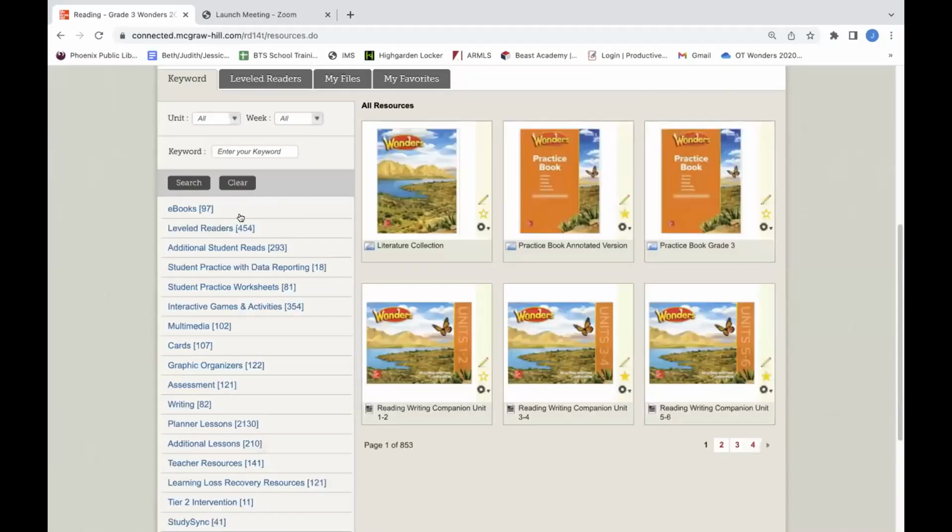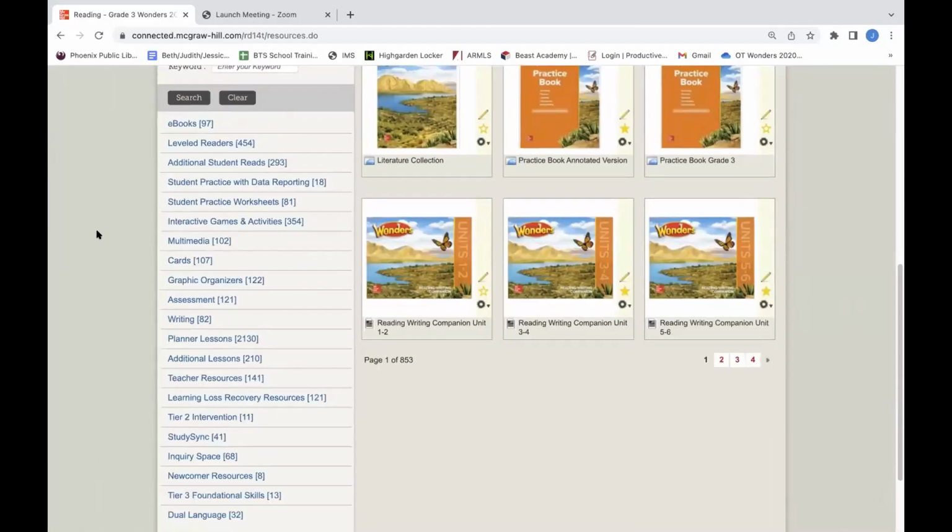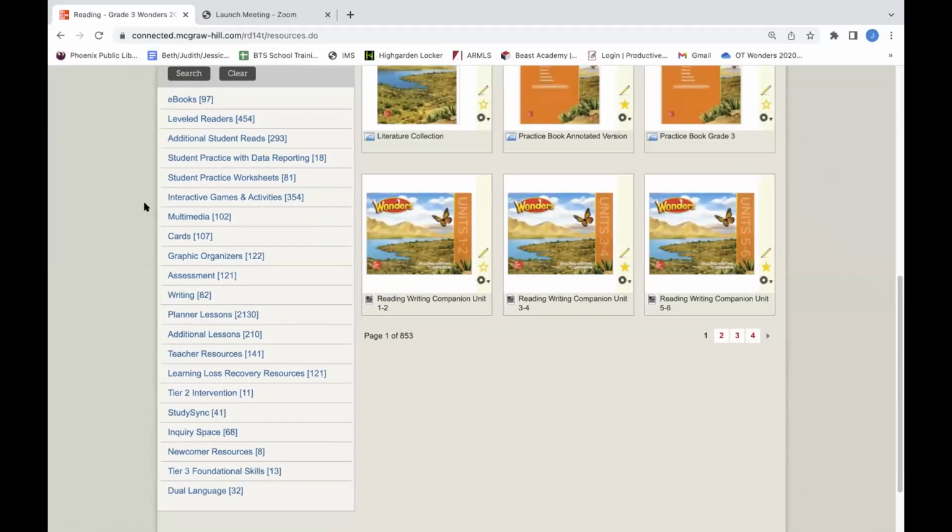But what I can also access here within my resource library includes my leveled readers, my additional student read content. So if I was looking for readers theater, or I was looking for those decodable readers, I can find that in here. I can also find my teacher resources. So my scope and sequence, I can find my teacher edition PDFs in here, as well as some other really great components. And then I also have access to all of my interactive games and activities, as well as multimedia components.